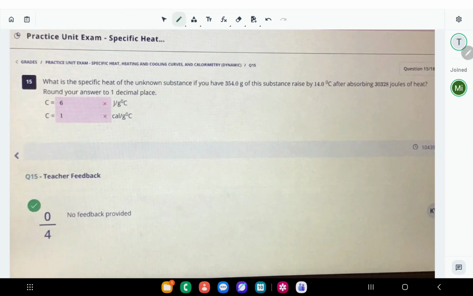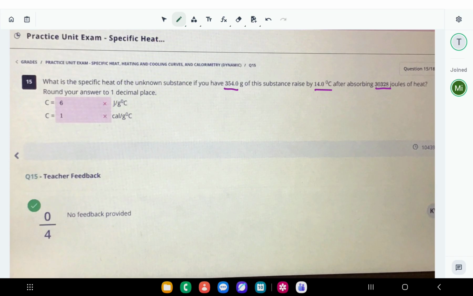What is the specific heat of the unknown substance if 354 grams of this substance is raised by 14 degrees Celsius after absorbing 3,328 joules of heat? Round your answer to 1 decimal, please. Wow, what happened to your answer?